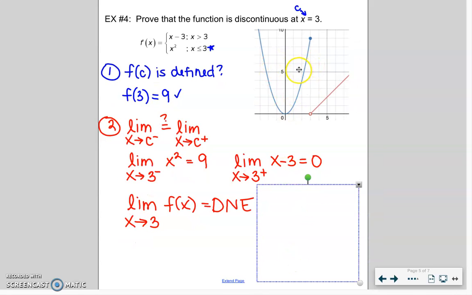Here's what the actual graph looks like, and you can tell that if I have a limit as I'm approaching 3, which is here, from the right I'm getting 0, and from the left I'm reaching 9, and those obviously don't match up. That means the graph can't be continuous if you have two different limit values at the same point. So you would say this function is discontinuous. You've proven that because the second part of the requirement did not work.